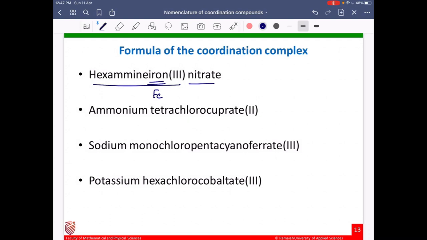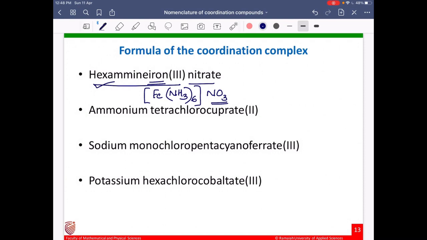Only one ligand is there, that is ammonia. How many are required? Here it is hexaammine, so NH3, 6. So we finished the cation. Now we have to write the anion. The anion is nitrate. But this is not complete, because we don't know how many counter ions are required to satisfy the oxidation state of Fe.